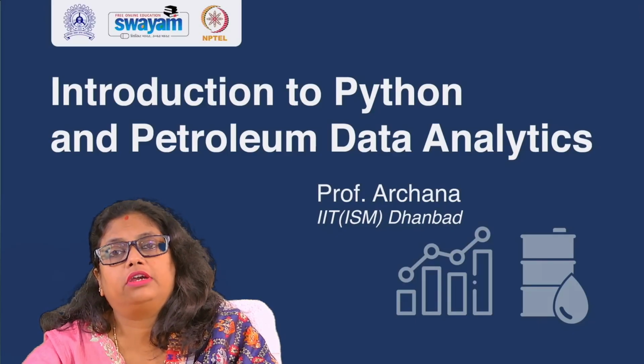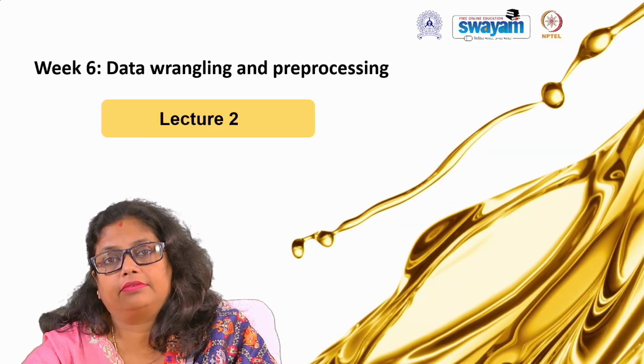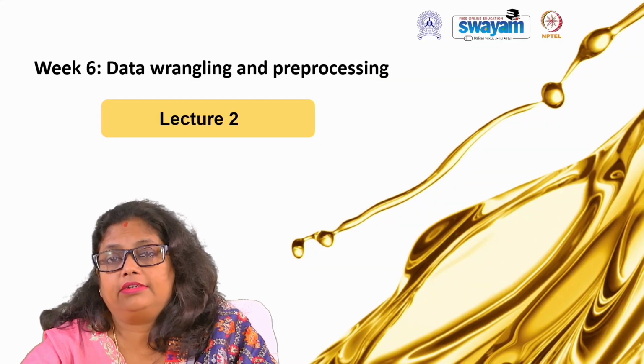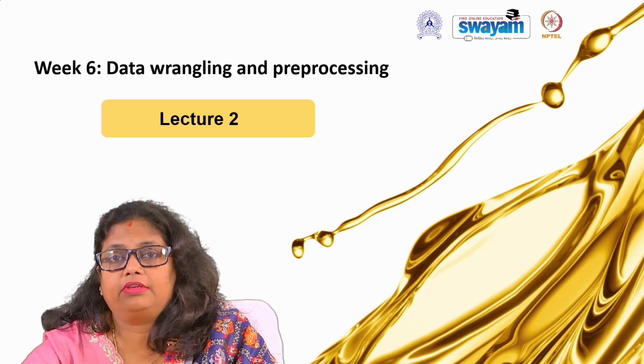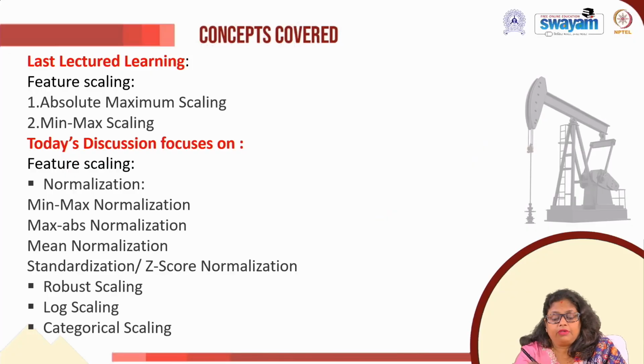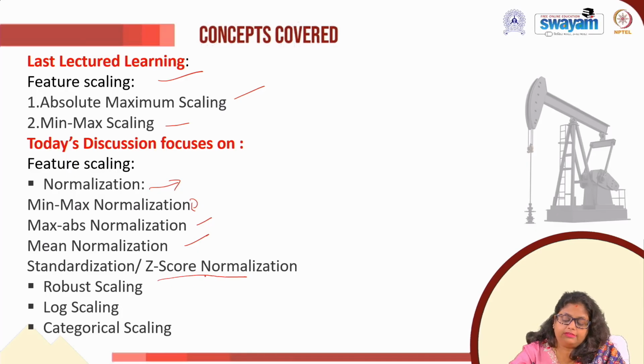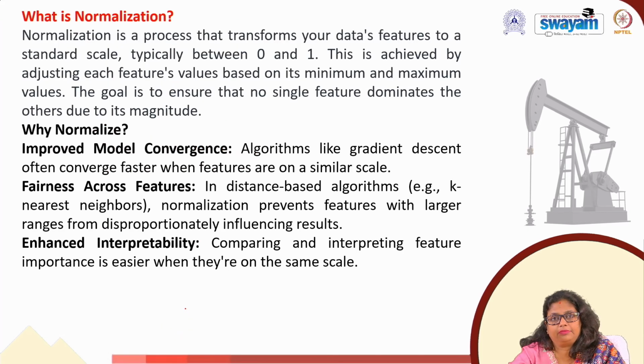We are in the course Introduction to Python and Petroleum Data Analytics. In the last class, I started data wrangling and pre-processing. Under this topic, we started with feature scaling, where we covered absolute maximum scaling and min max scaling. In today's discussion, I am going to focus on normalization. Under this, we will discuss min max normalization, max abs normalization, mean normalization, and standardization or Z-score normalization. Then we will go ahead with robust scaling, log scaling and category scaling.